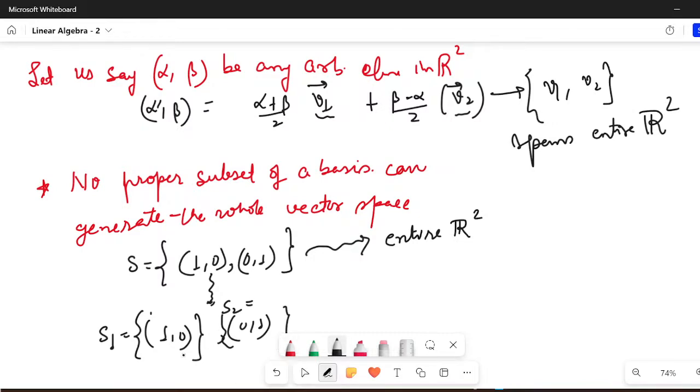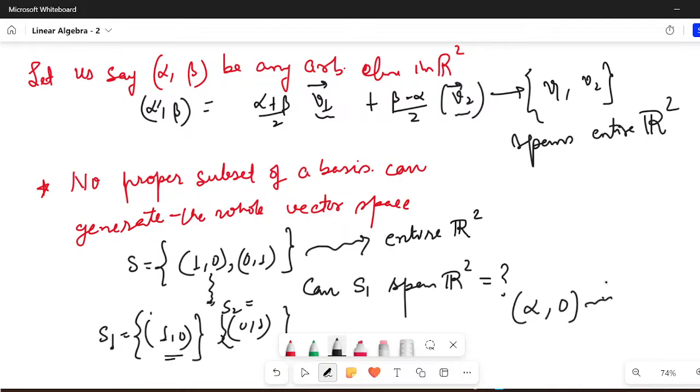So S1, can I span the entire space? Can S1 span R square? No, it cannot. Because you know that if S1 is to span R square, then it implies that (alpha, 0) can span R square. Is (alpha, 0) equal to the complete R square? No, not.